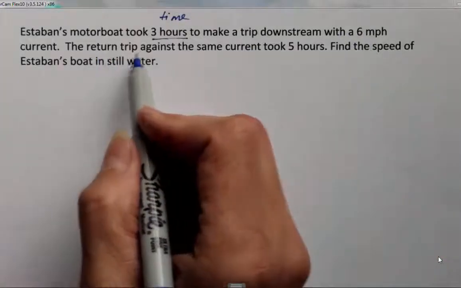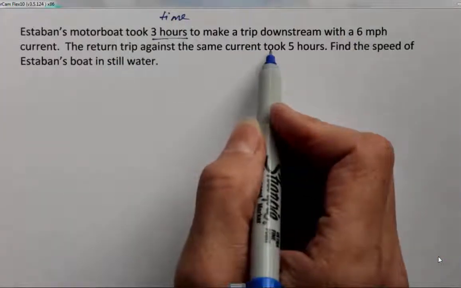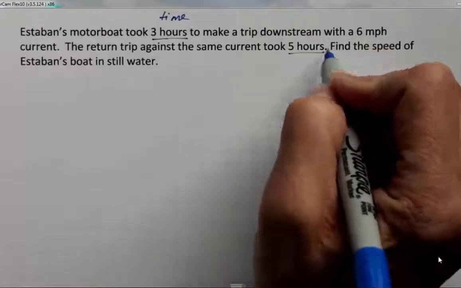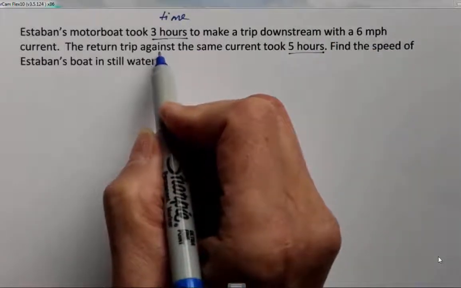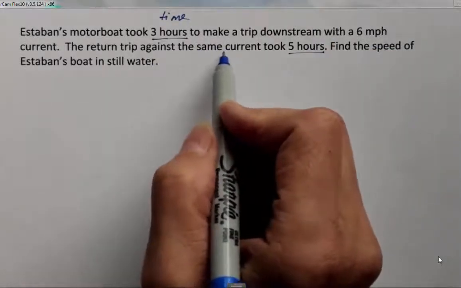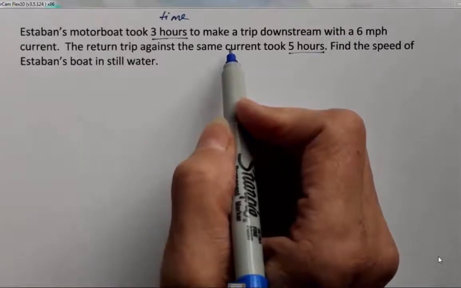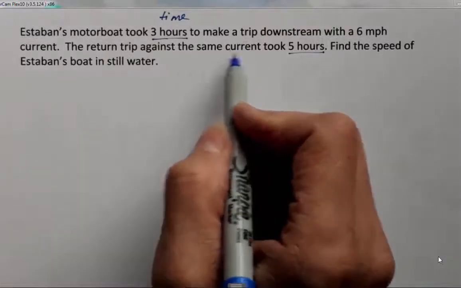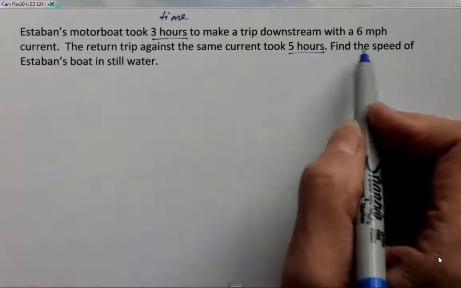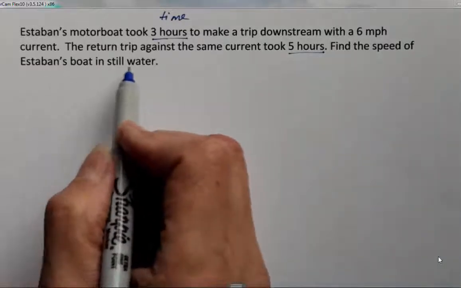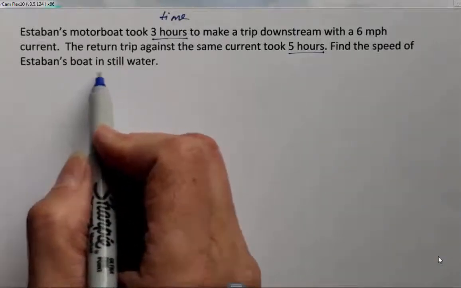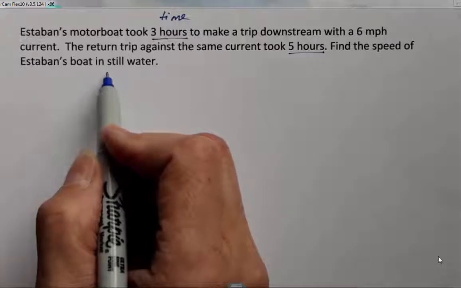The return trip against the same current took 5 hours. So here's the other time. And if we're going against the current, then that means the current is working against us and it's going to make us travel at a slower rate. Find the speed of Esteban's boat in still water. And what they mean by that is without current. How fast is he trying to go?